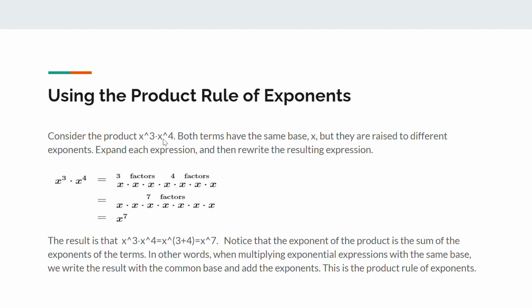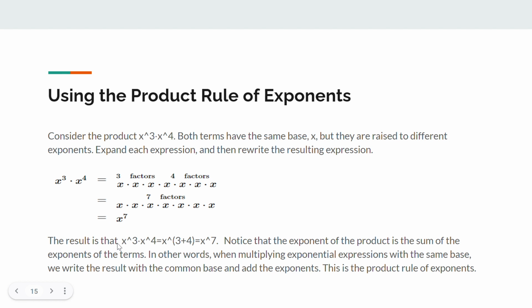So using the product rule of exponents, consider the product x to the power of 3 times x to the power of 4. Both terms have the same base, in this case x, but they are raised to different exponents. So expand each expression and then rewrite the resulting expression. x to the power of 3 times x to the power of 4 is just like x times x times x times x times x times x times x. So we have x multiplied 7 times. So we get x to the power of 7.